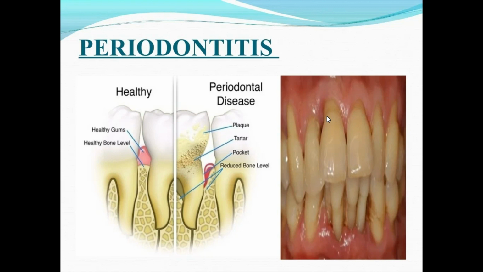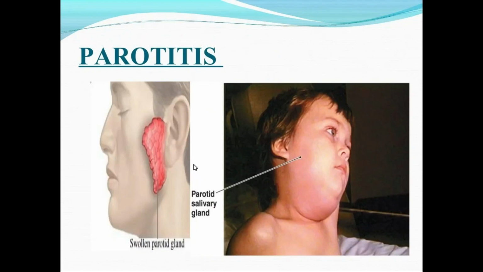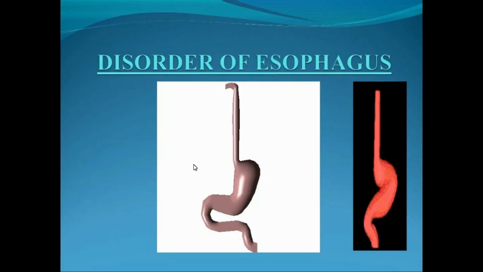Periodontitis: if we look at the difference between healthy teeth and periodontal teeth, we can see here some plaque and tartar, and the tartar is permanent, it does not go away with brushing or any cleaning. Parotitis is the disease of swollen parotid glands and is a viral disease. Then comes disorders of the esophagus.